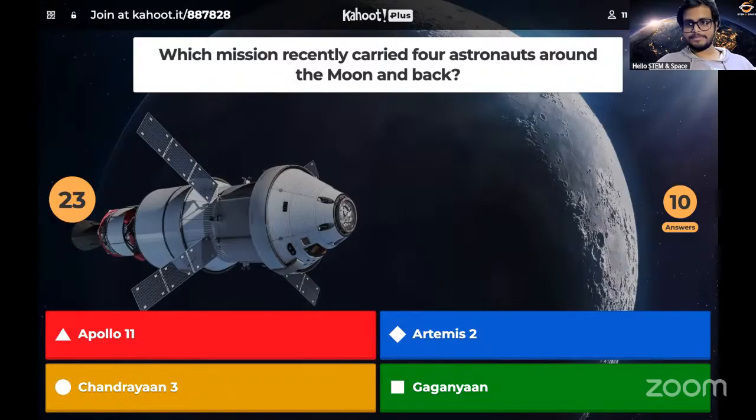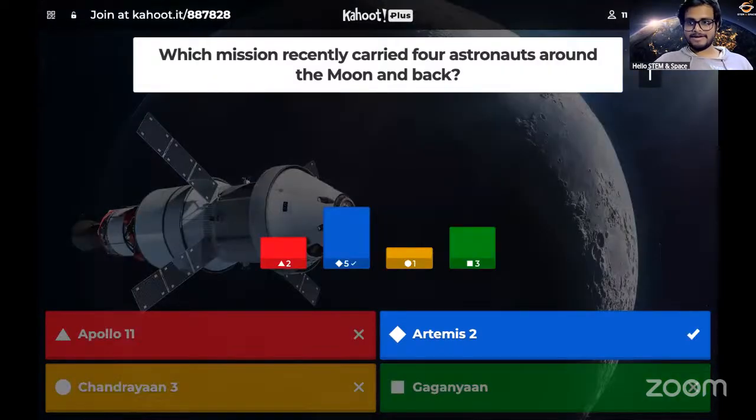I can see people are answering, and most of you gave the correct answer. The mission was Artemis 2. Many people answered Gaganyaan, but Gaganyaan has not launched yet. It is planned to launch around 2028 to 2030, and it will not carry astronauts to the moon. Artemis 2 was the mission that carried astronauts to the moon and back. Apollo 11, obviously not. Apollo 11 was the very first mission that carried astronauts to the moon. The question was about recently, so the answer was Artemis 2.